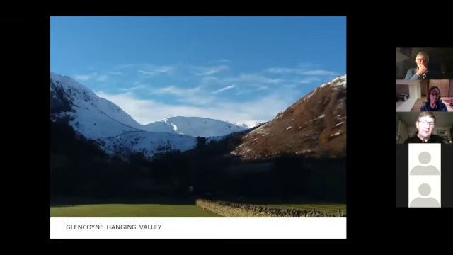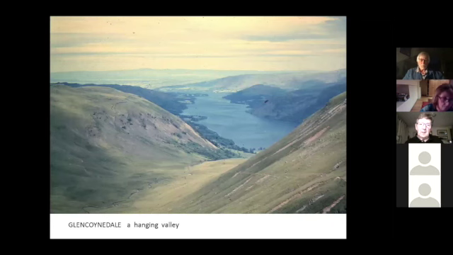Now, Glencoyne is what's called a hanging valley. It's a tributary glacier that didn't have the power of the main Ullswater Glacier. So when everything melted down, that little tributary glacier left a valley that was left high and dry, a hanging valley. And you can see it from above.